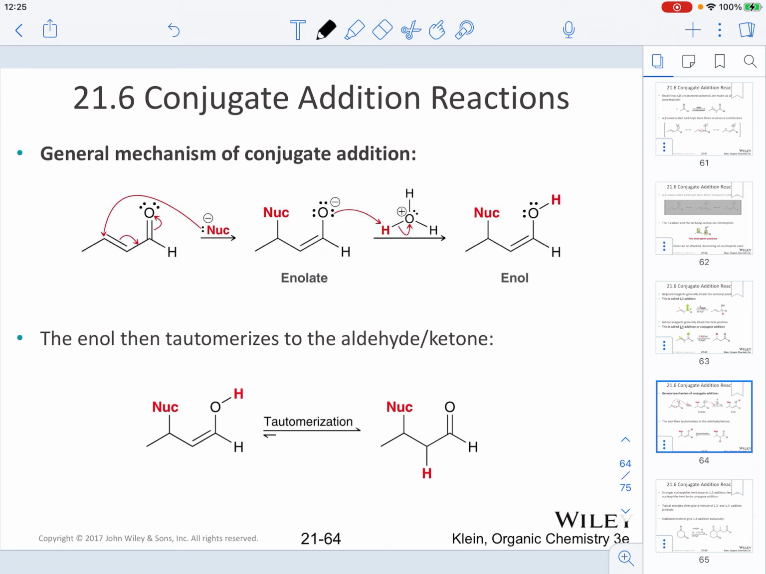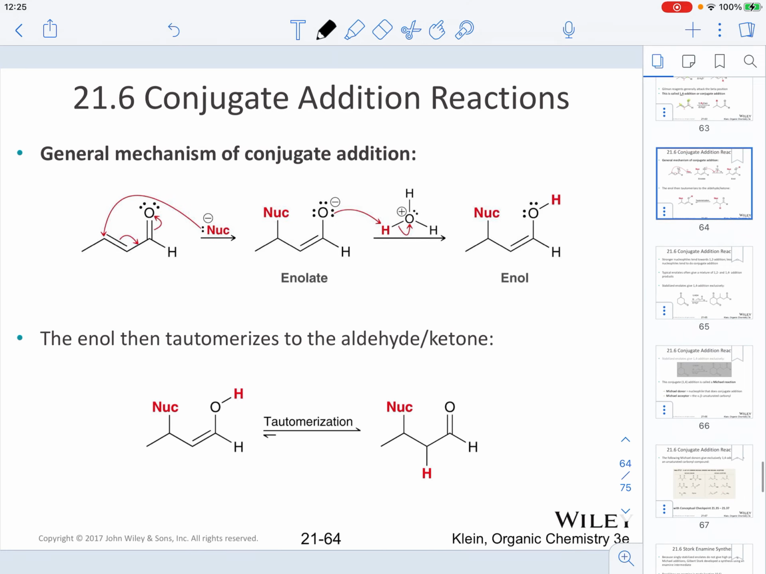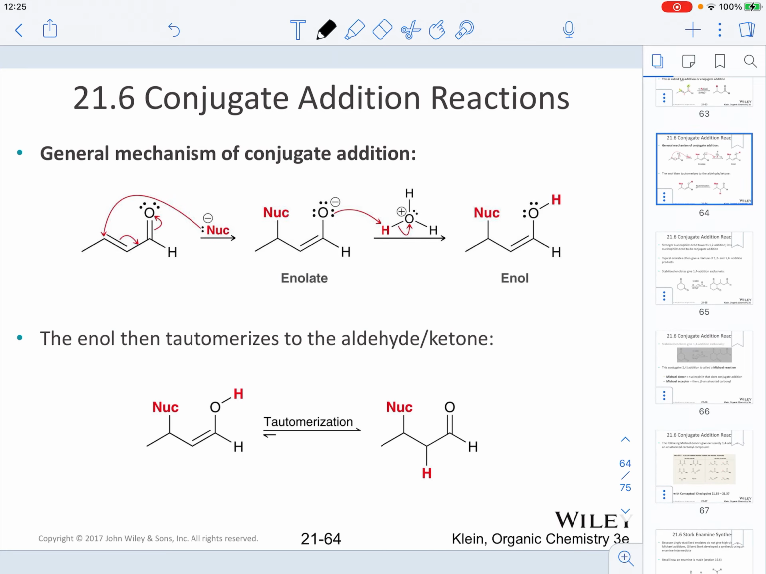This enolate is then going to be protonated in the acidic workup, and that's going to result in the formation of the enol. Once that enol is generated, then through the process of tautomerization, that's how we generate the aldehyde at the end of the day. And again, this mechanism is the one visualized for that Gilman reagent reaction in the 1,4 addition for the alpha-beta unsaturated carbonyl systems.